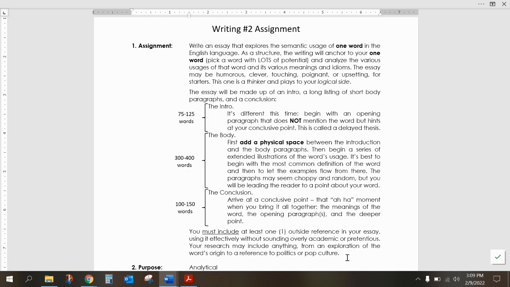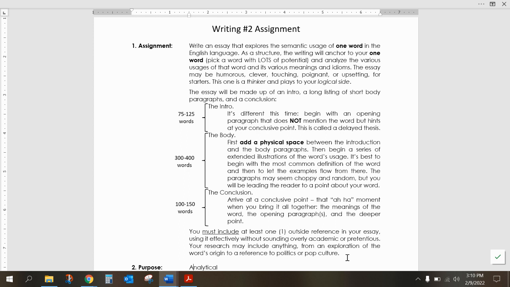And all of a sudden, this essay goes in a completely different direction, and it begins with a series of extended illustrations about the word's usage. It's best to begin with the most common definition of your word, because that lets the reader connect with you, like, okay, I know how to use that word in that way. And then let your examples flow from there. The paragraphs might seem choppy, they might seem random, but you're leading the reader to a point. So even though the reader might think this paper is sort of scatterbrained, it's not. You know exactly what you're doing.